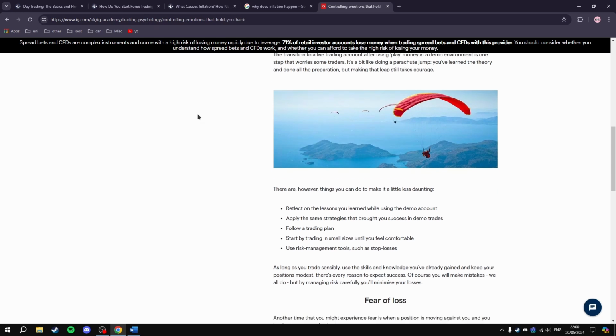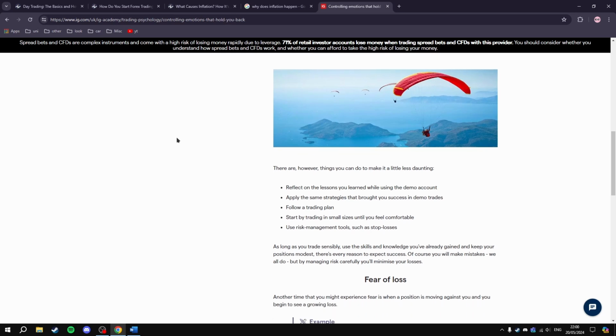There are, however, things you can do to make it a little bit less daunting. For example, reflect on the lessons you learned while using the demo account, apply the same strategies that brought you success in demo trades, follow a trading plan, start by trading small sizes until you feel comfortable, and use risk management tools such as stop losses. As long as you trade sensibly, use the skills and knowledge you've already gained and keep your position modest, there's every reason for you to expect success.